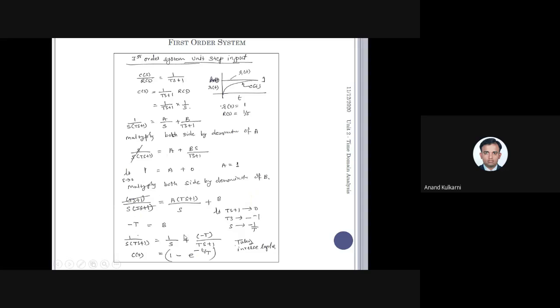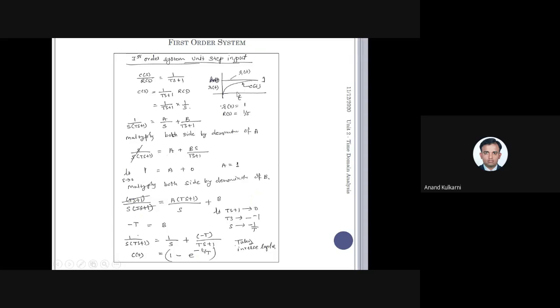Now I will substitute that. A is 1 upon s, b is minus t upon ts plus 1. This is in standard form. If you take the inverse Laplace now, c of s will become c of t, and 1 upon s becomes 1, and minus t divided by ts plus 1, this sign becomes minus, and t divided by ts plus 1 is a standard form only, that is e to the power minus t by t.